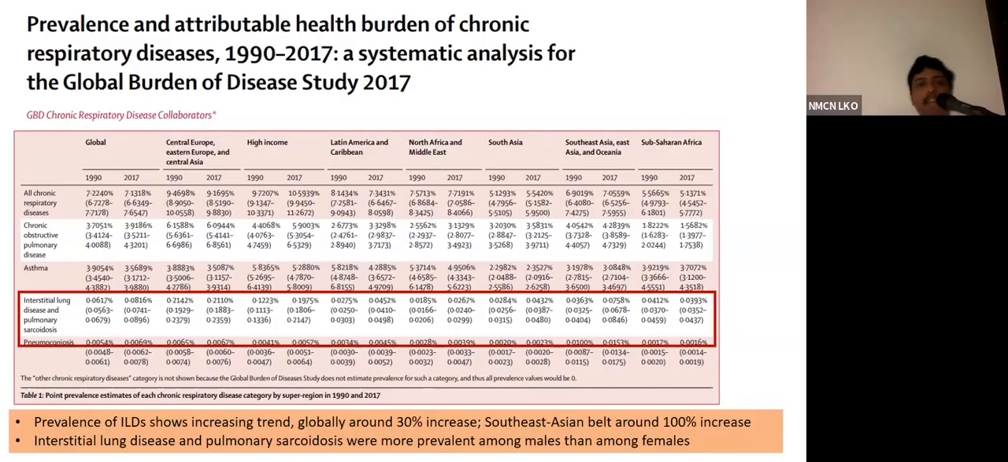Now, prevalence and attributable health burden of chronic respiratory disease from 1990 to 2017, a systematic analysis to assess the global burden of disease, was done, and it shows that prevalence of ILDs shows an increasing trend. Globally, around a 30% increase was there. In the Southeast Asian belt, a 100% increase was noted. Interstitial lung diseases and pulmonary sarcoidosis were found to be more prevalent among males than among females.